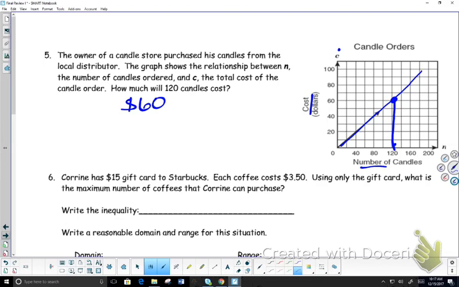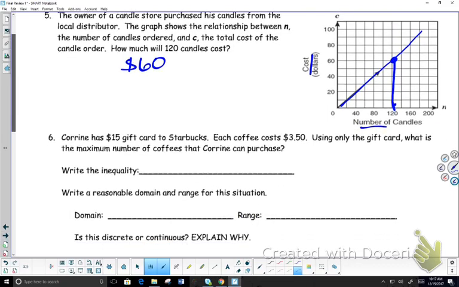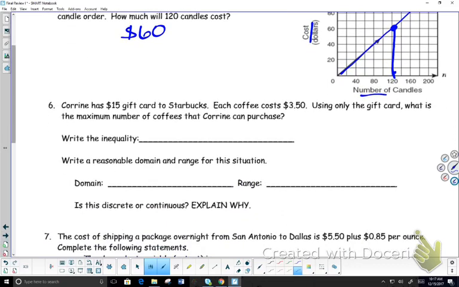Okay? And you'll find, when you take your final exam, make sure you have a ruler because that's always a handy tool to have. But why do a bunch of math if you can just extend the line?